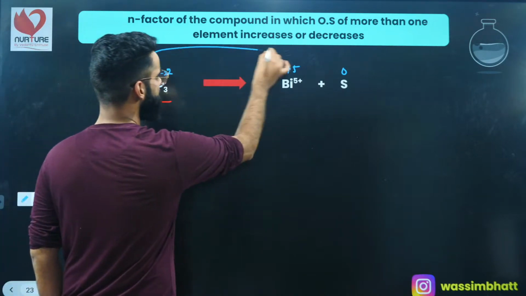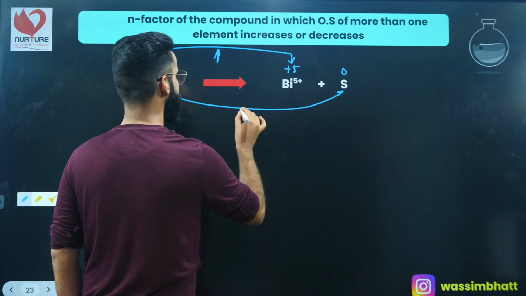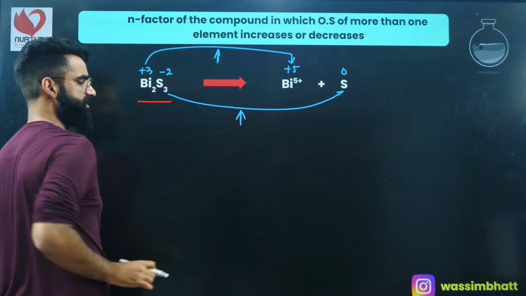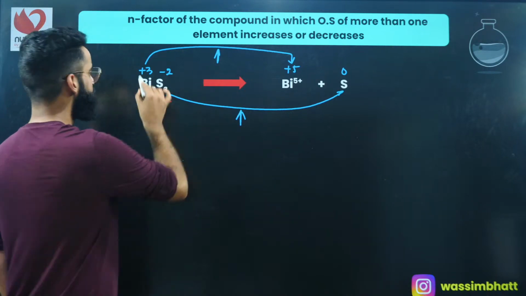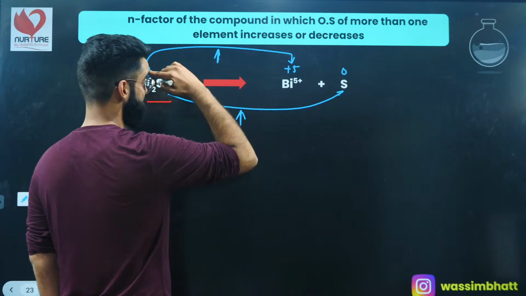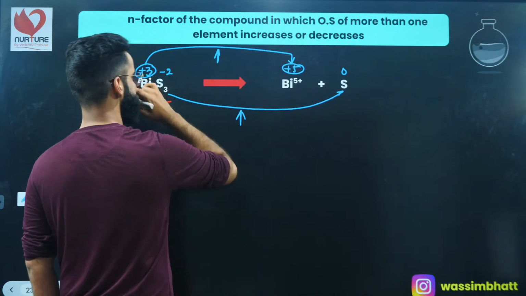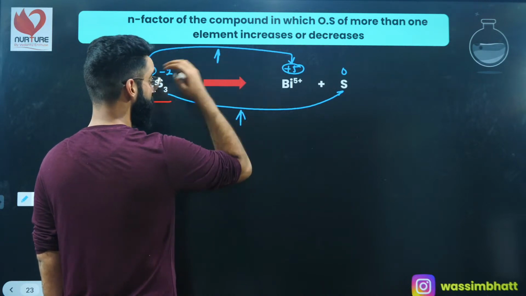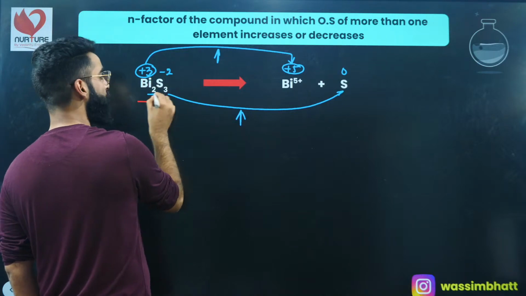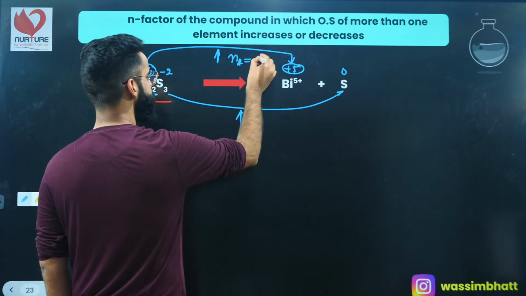See, +3 to +5, increase in the oxidation state. -2 to 0, increase in the oxidation state. Again, how will you be calculating its N factor? It's going to be N1 plus N2, right? See guys, +3 to +5. Calculate the change. Final oxidation state minus initial oxidation state comes out to be 2, right? So 2 is the change in the oxidation state for one atom of bismuth. I've got 2 atoms, so 2 multiplied by 2 is 4. N1 value comes out to be 4.